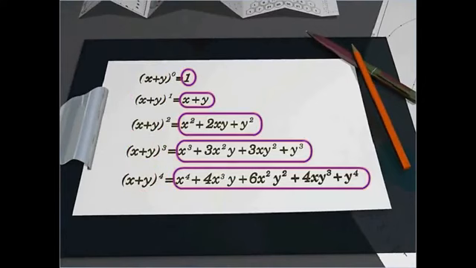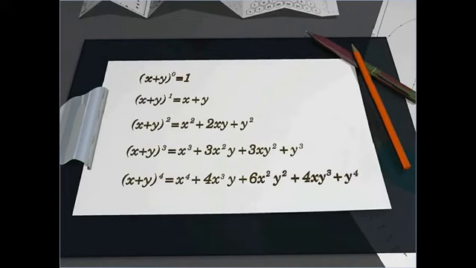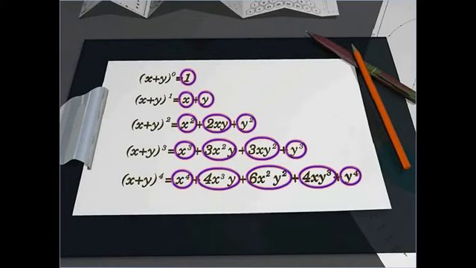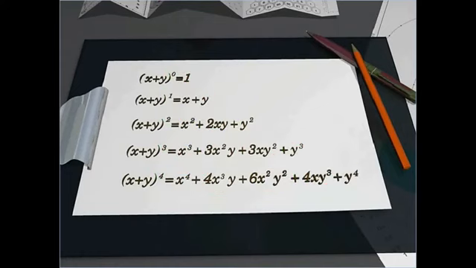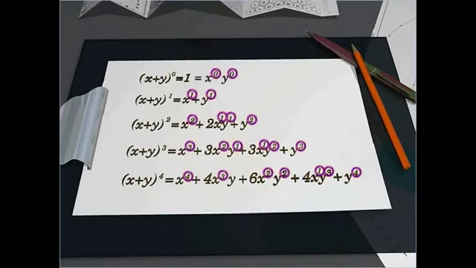There are several things that you must have noticed after looking at these expansions. Firstly, the number of terms in every expansion is one more than the power of the binomial. Secondly, the sum of indices of x and y in each term is equal to the power of the binomial expression.